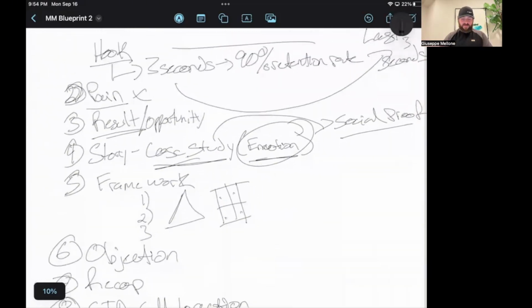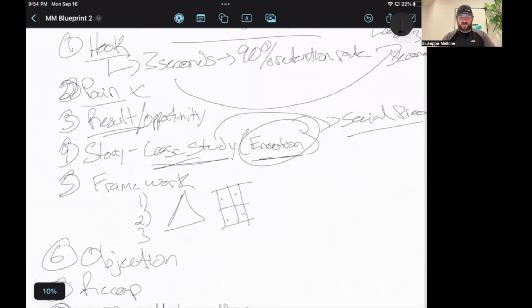So we have our hook, where we need that first 3 seconds to have that 90% retention rate so we can scratch that itch at the very end. We've identified the pain that they're going through that we're going to try to solve now, which is number 3, which is the result and the opportunity. Why should they listen to you? What's the whole point? What's the result that you're going to give them that's going to get them excited to talk to you? We're going to have the story, the case study, the social proof.